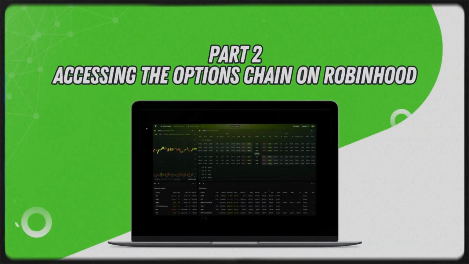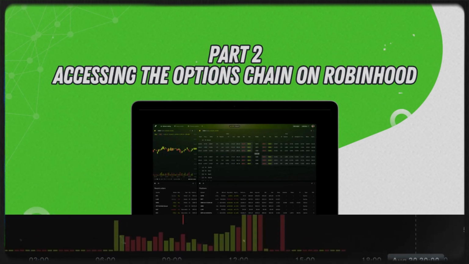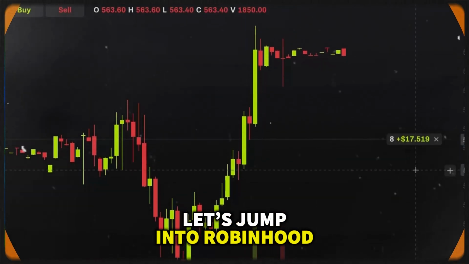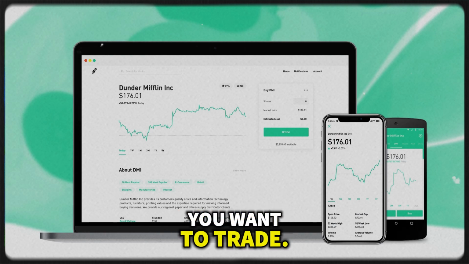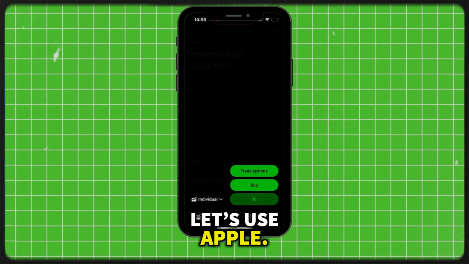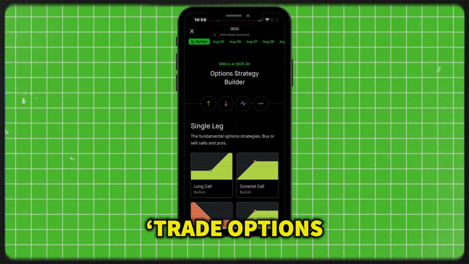Part 2. Accessing the options chain on Robinhood. Let's jump into Robinhood. First, search for the stock you want to trade. For this example, let's use Apple. Tap Trade and then Trade Options.